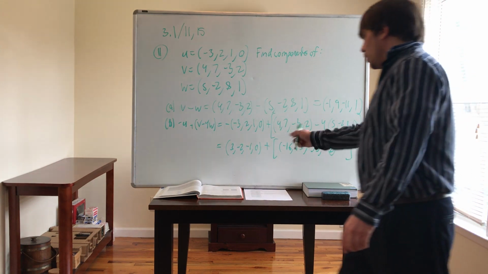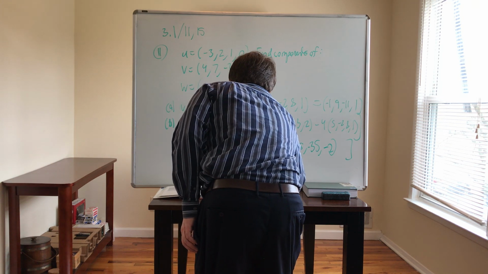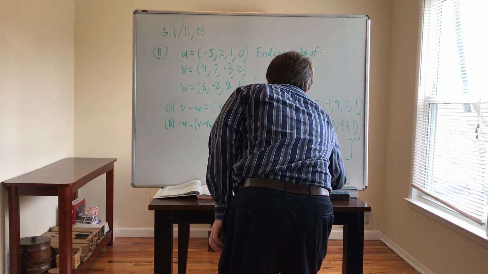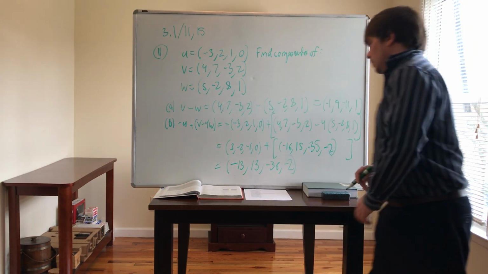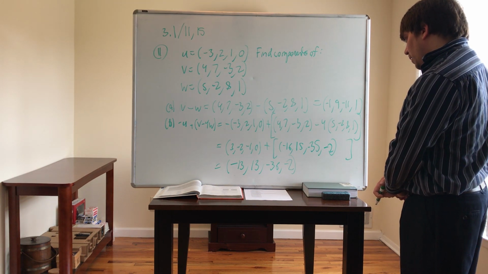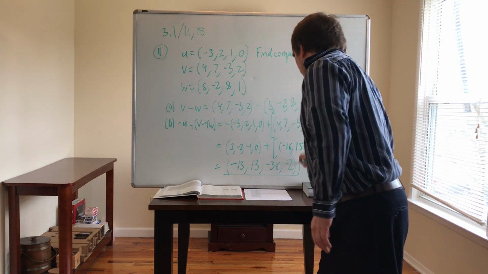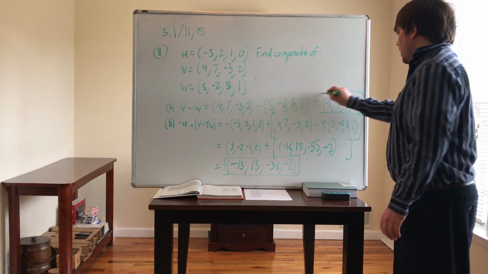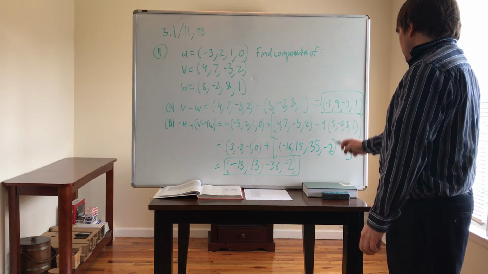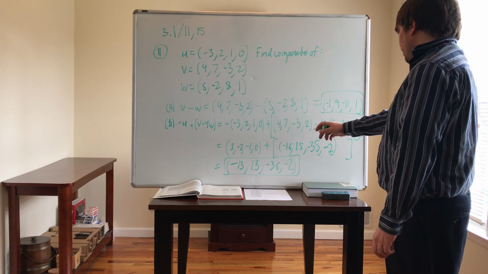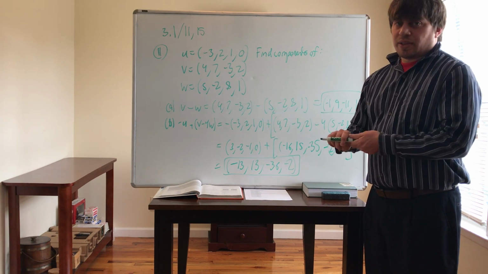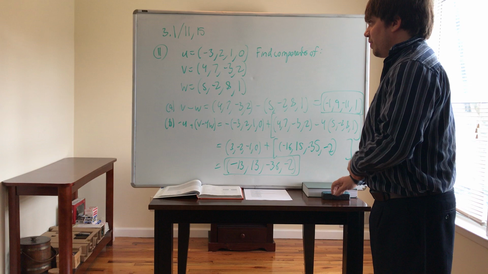Good. Okay, so you just add those two vectors and you get -13, -36, -2. Okay, and so negative u plus v minus 4w is that vector. Good, okay, so that's A and B, and then the other parts are just very similar. And so let's go to number 15.